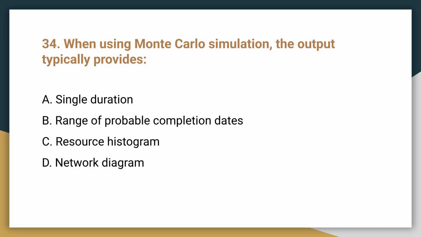Question 34. When using Monte Carlo simulation, the output typically provides. The answer is B, range of probable completion dates. Monte Carlo simulation provides probabilistic schedule forecasts, not a single definitive date.